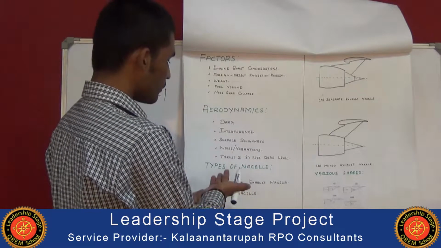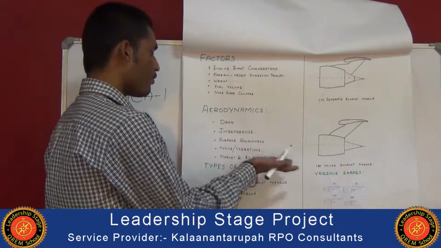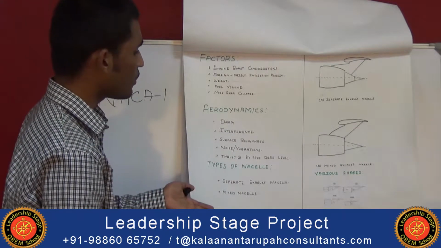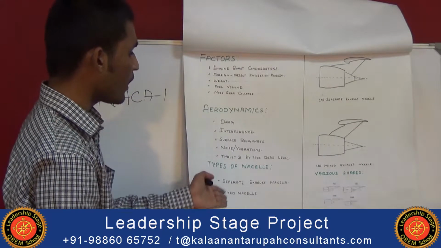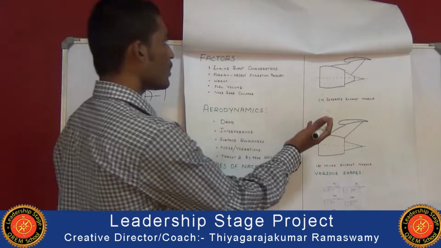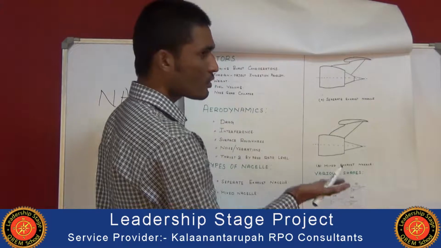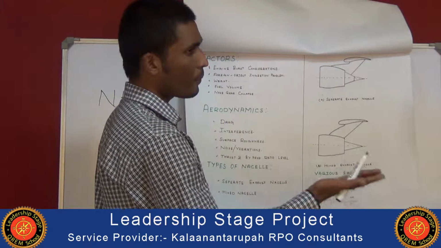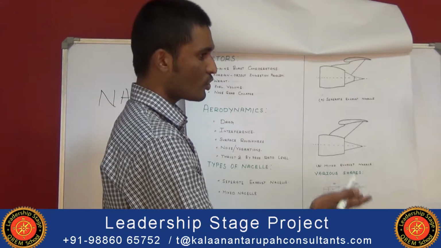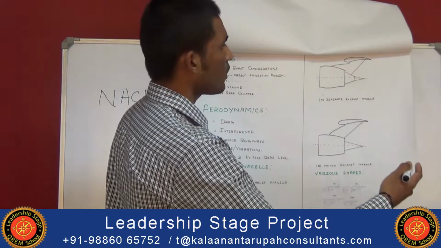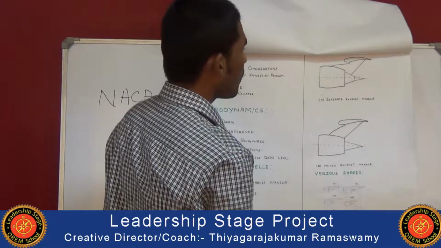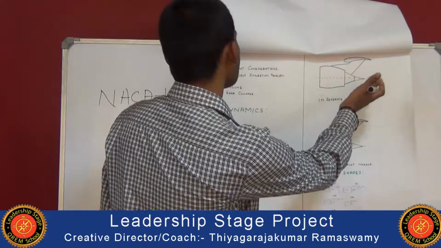And next we are going to see the types of nacelle. Generally, there are two types of nacelle involved in the aircraft. That is the separate exhaust nozzle, and another one is the mixed exhaust nozzle. In the separate exhaust nozzle, the fan duct flow as well as the core duct flow exist separately. That is the exhaust of the nozzle, that is the thrust of the nozzle, exists separately outside of the nozzle. This structure shows the separate exhaust nozzle.